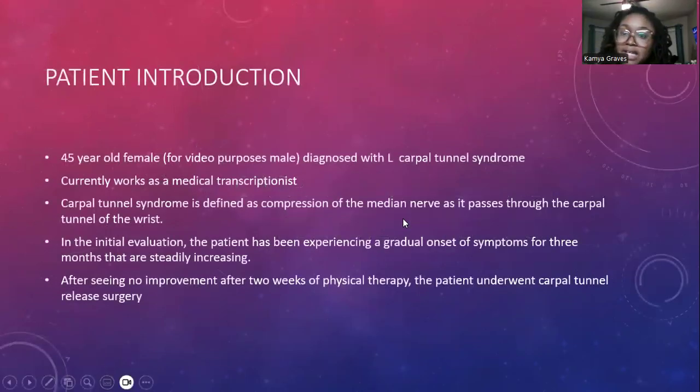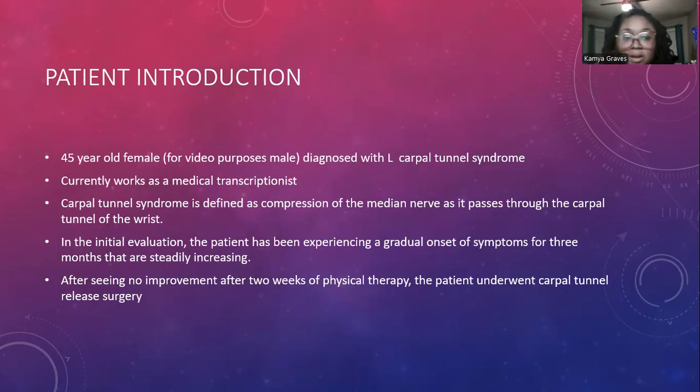So the first thing I'll be doing is introducing my patient. So my patient is a 45-year-old female. For video purposes, it'll be a male because I use my boyfriend. That was diagnosed with left carpal tunnel syndrome. The patient currently works as a medical transcriptionist.